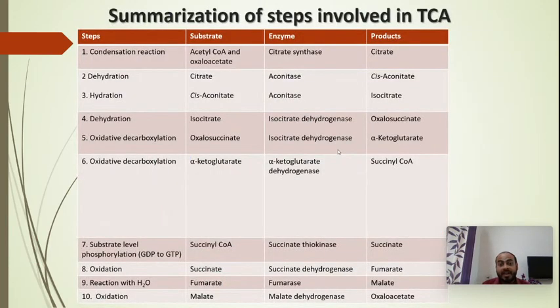Now, for your understanding, what I did here is, there are multiple steps involved in the TCA cycle, so I have segregated those steps, starting from step 1 to step 10. As we know, in the TCA cycle there are a total of 10 reactions happening, and what are the respective substrates, enzymes, and products, so that it will help us to recall and understand in more detail. You can all go through it once after your understanding of this TCA cycle.